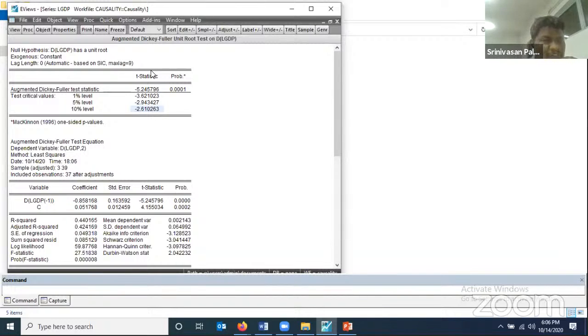You have to repeat this for public expenditure also. I will stop with this unit root test. Further, we will discuss in the next class.